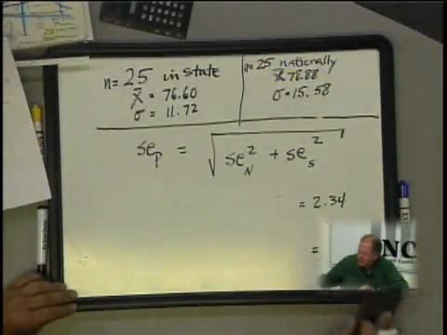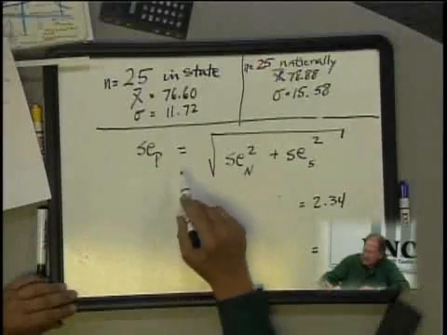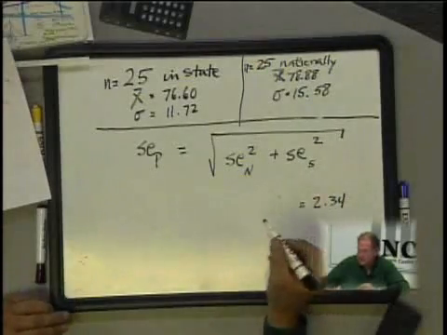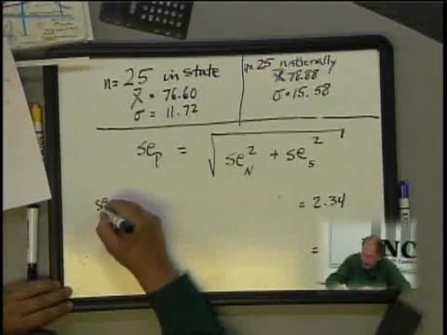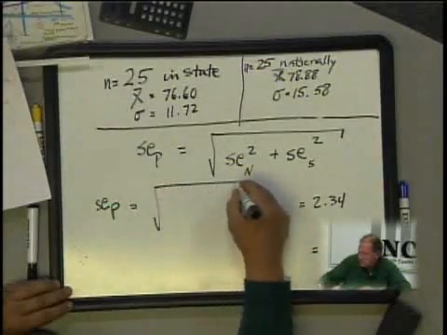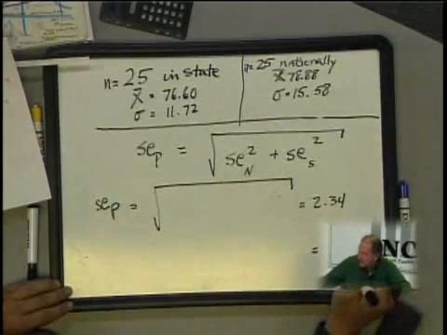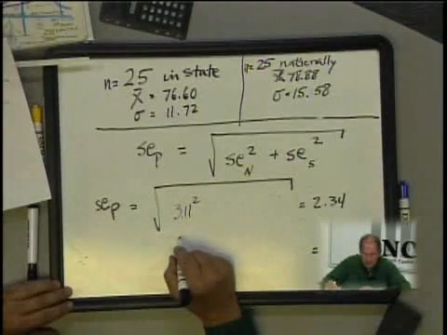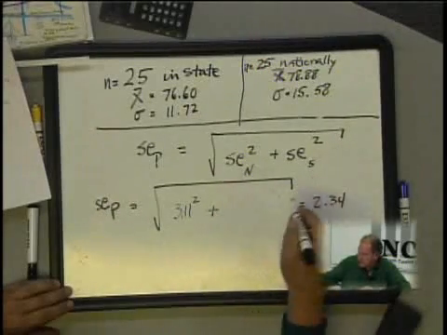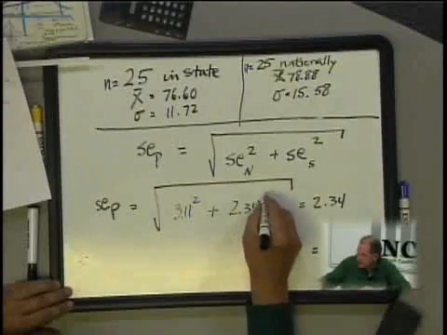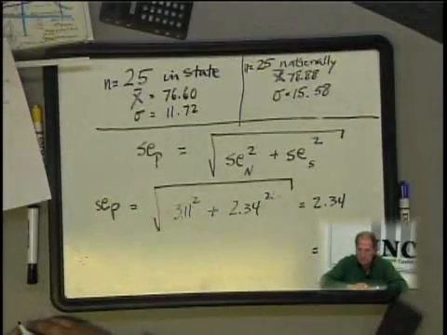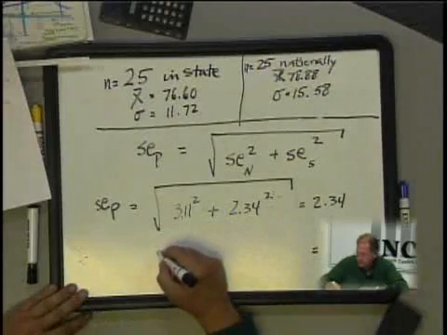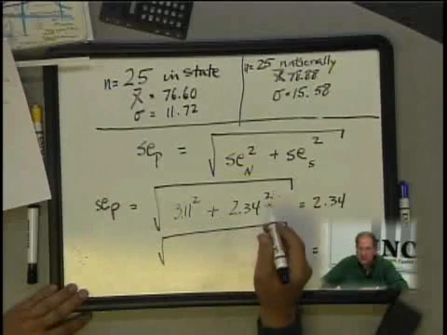Let's go back to this formula here. We have the standard error pooled equal to the standard error squared of national plus the standard error squared of the state. So the standard error pooled is going to equal the square root of, well, what is the national? 3.11 squared, plus the standard error of the state, 2.34 squared. Now, you're going to have to take the square of each one of these numbers and add it before you take the square root.